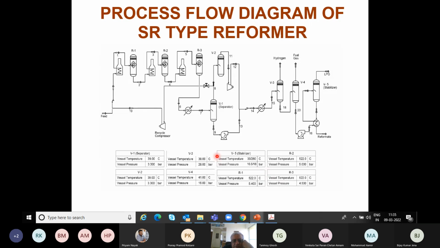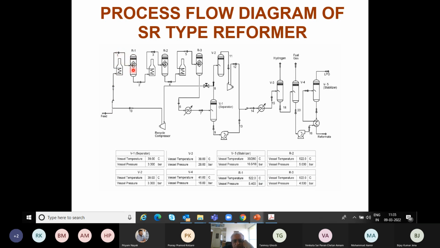This is the process flow diagram of a semi-regenerative reformer. You take in the feed here, and that is mixed along with the recycled gas from the compressor. And it goes through the feed furnace where it is preheated. And then it goes into the first reactor.